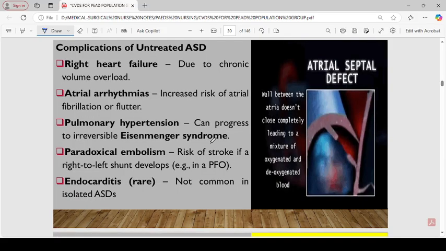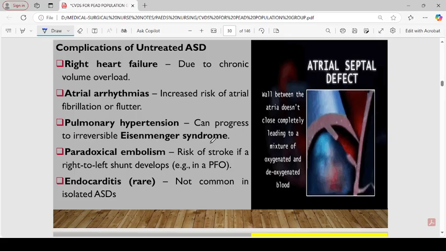Complications of untreated atrial septal defects. We could have right heart failure, and this is due to chronic volume overload. Atrial arrhythmias, and this is due to increased risk of atrial fibrillation or flutter.